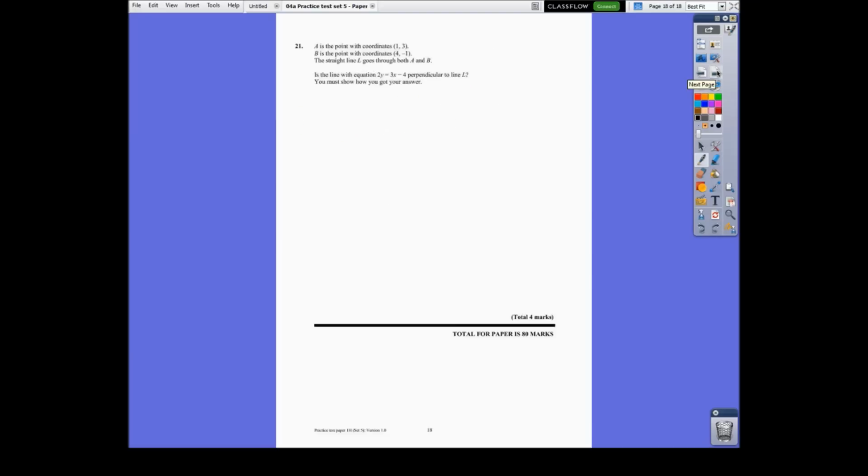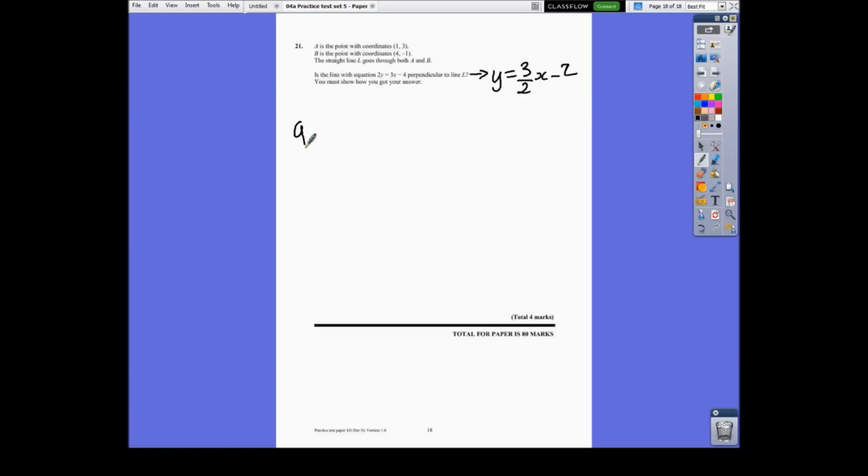Question 21. It says A is a point 1, 3, B is a point 4, minus 1. The straight line L goes through both A and B. Is the line with equation 2y equals 3x minus 4 perpendicular to the line L? Well, first, I'm going to rearrange this into y equals mx plus c by dividing through by 2. So that'll be 3 over 2x minus 2, dividing through by 2. So the gradient of that line is 3 over 2. So the gradient of the line that's perpendicular to that must be the negative reciprocal. So it must be minus 2 over 3. So we just need to show whether the other one is minus 2 over 3 or not.